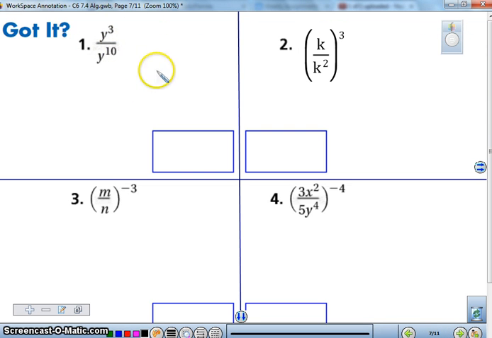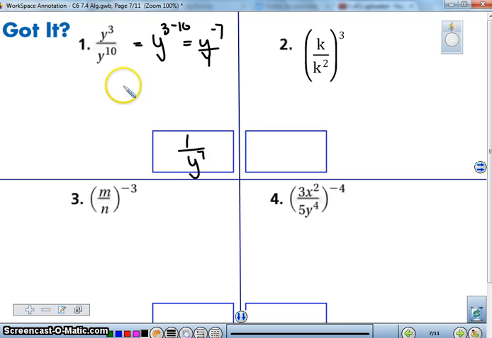Here again, we're going to practice the division and the powers and the negatives. Try it on your own first before you look at my answer, and then you'll see my solution. Here, 3 minus 10, y to the negative 7, can't have a negative exponent. My answer, 1 over y to the 7th. Again, go back, pause it, try it on your own. Please try this next one.